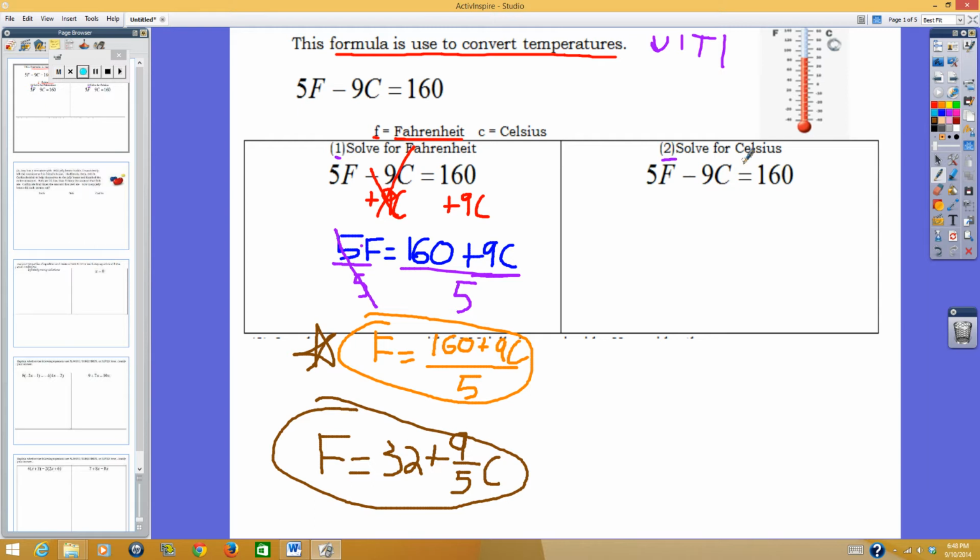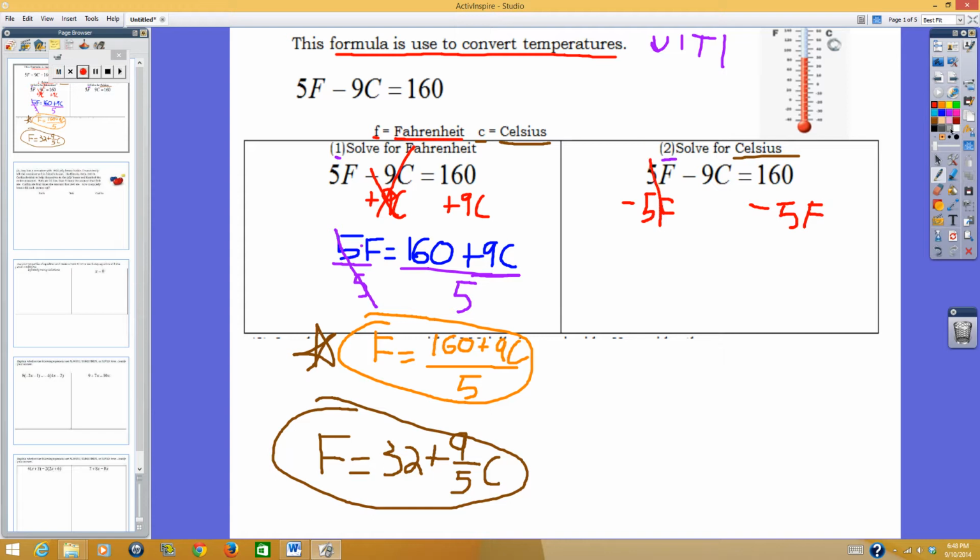Number 2, they want us to solve for Celsius this time. And here in our key, they tell us Celsius is the variable C. So, what do we get rid of? We know we don't want to divide by this negative 9, or this minus 9. It's going to make life difficult, and it's going to trap that 5f. So, let's get rid of 5f. In order to get rid of a 5f, you would subtract.